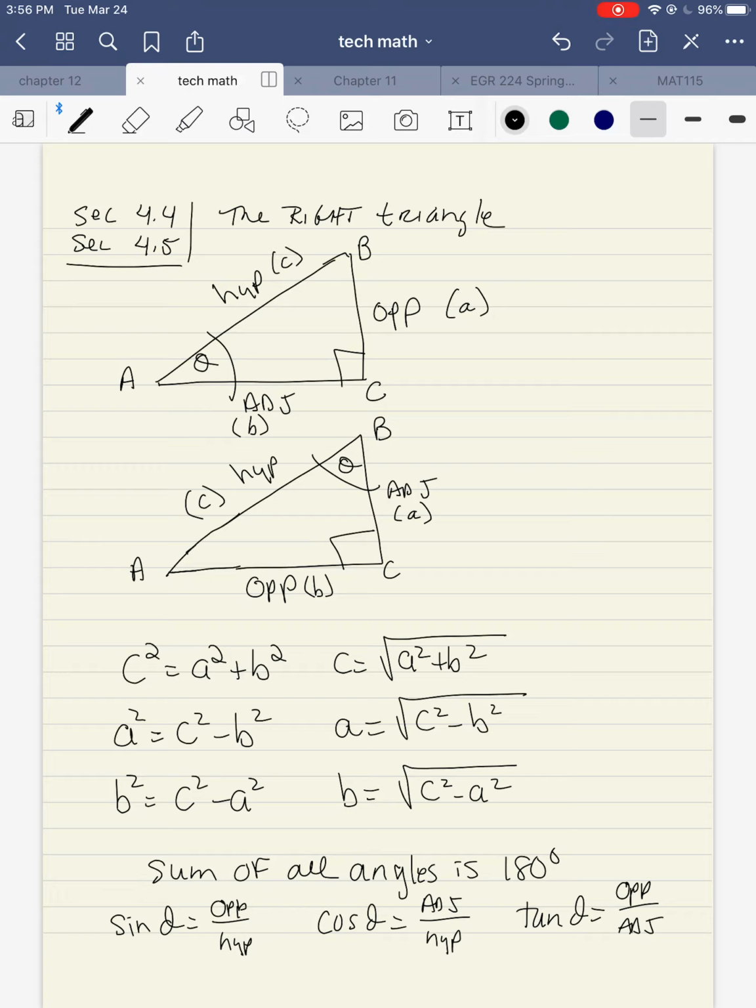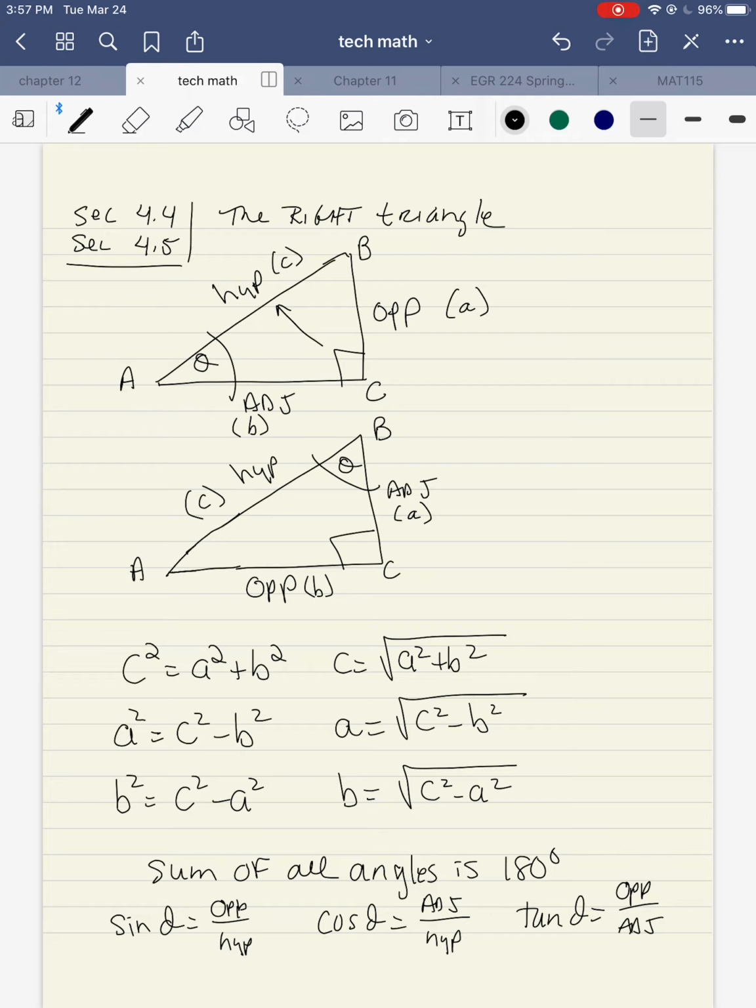If I label my angle in the corner next to A, my sides will be labeled: adjacent is right next to it, the hypotenuse is across from the right angle, and the opposite side is over between B and C.